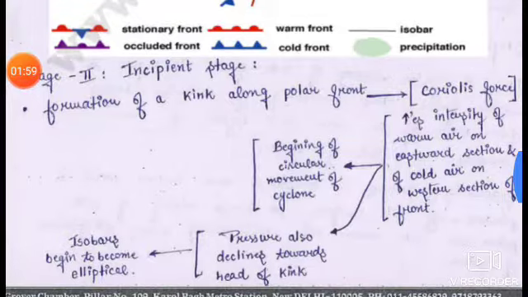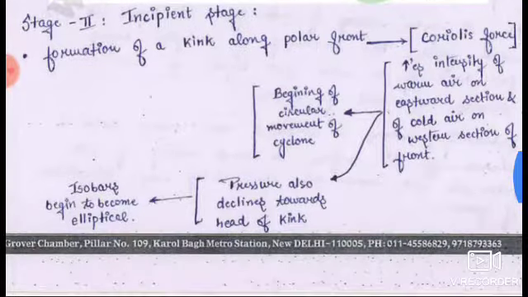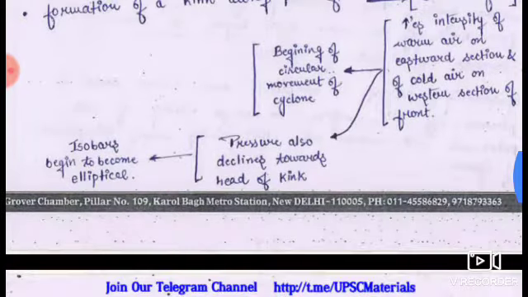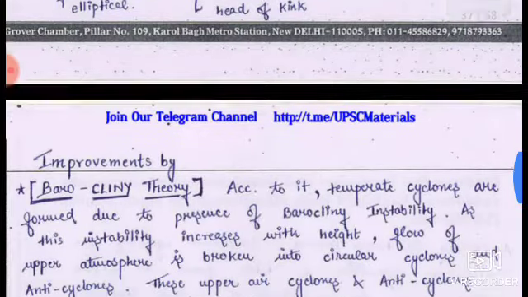Stage 2, incipient stage, formation of a kink along the polar front. So Coriolis force increases intensity. Then the intensity of warm air in the eastward section and cold air in the western section of the front increases, and the circular movement of the cyclone begins. Then pressure also declines towards the head of the kink. Isobars begin to become elliptical.